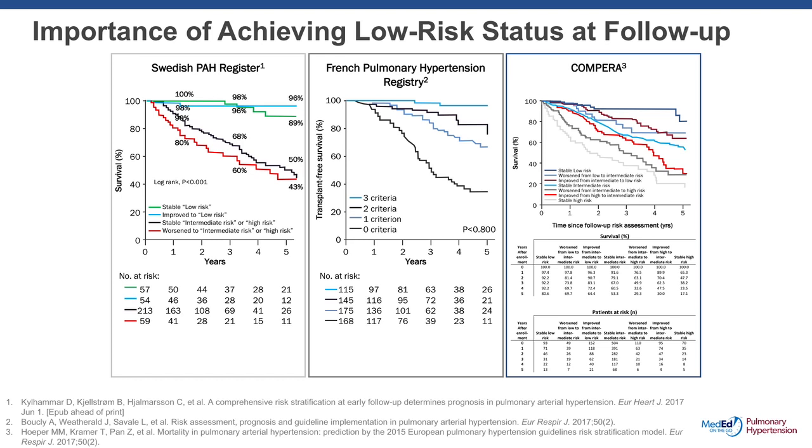And then you can also see that the patients who are at intermediate or high and stay stable there, they're not responding to therapy. Their outcome is particularly poor. And of course, it's very bad for patients, the red line, who worsen to intermediate or high risk. So this slide really highlights the importance of achieving that low risk status. And you can see in the French registry too, at follow-up, the more low risk variables you have, the better.